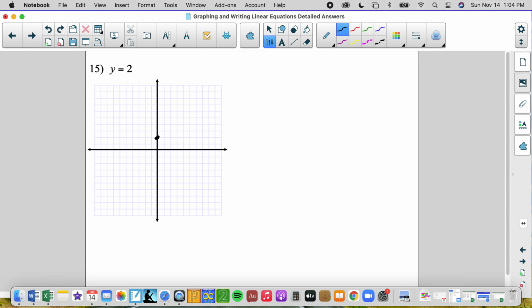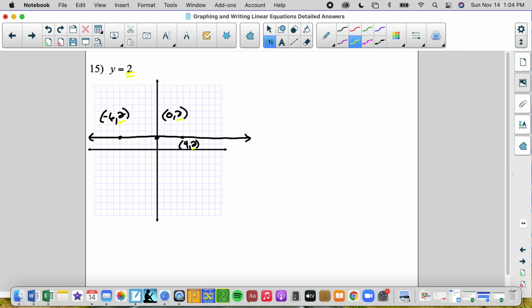My y value is always going to equal 2, so I've got to make points that have y values of 2. Where's another point that has a y value of 2? We can pick that. But those points all have y values of 2. So this is -6, 2. This is 0, 2. And this is 4, 2. Notice all my points have a y value of 2 because that's what the equation says.